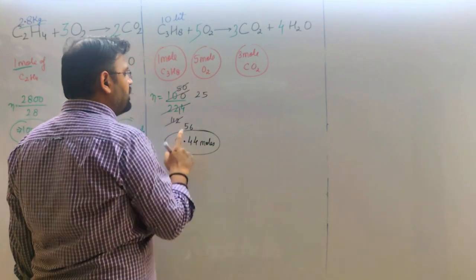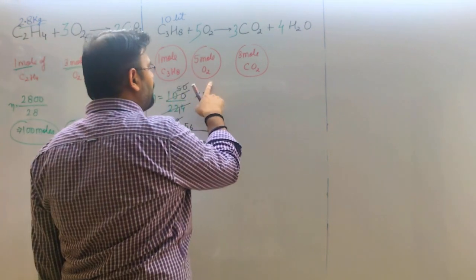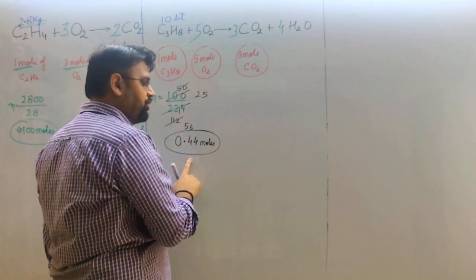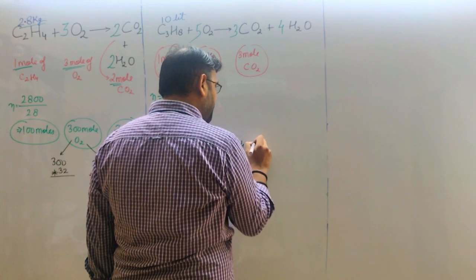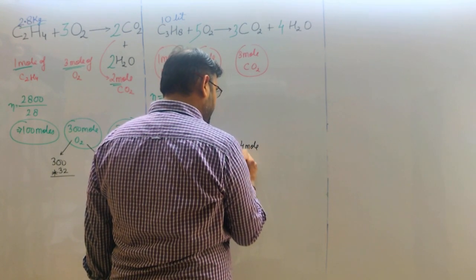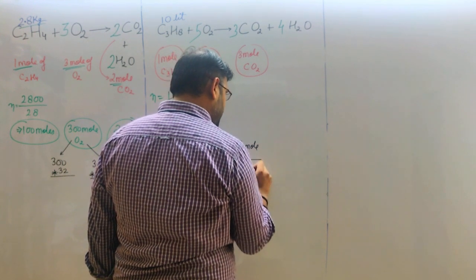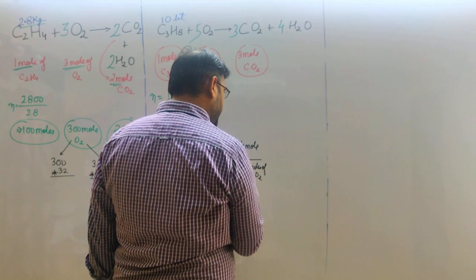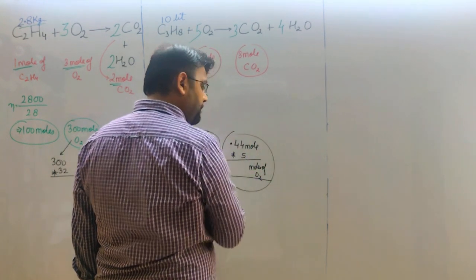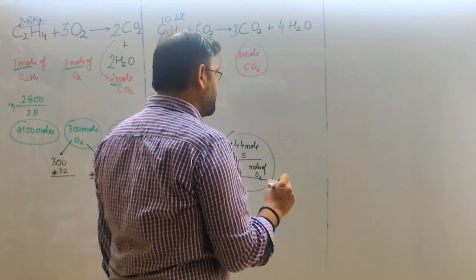According to the question given, 1 mole of C3H8 requires 5 moles of oxygen, so 0.44 moles will require 0.44 into 5 moles of oxygen. This much oxygen will be required. I hope it is clear to you. Then 3 moles of CO2.